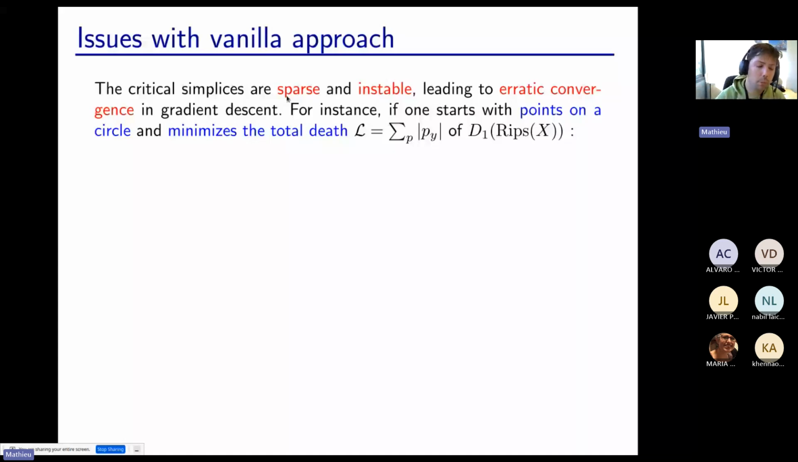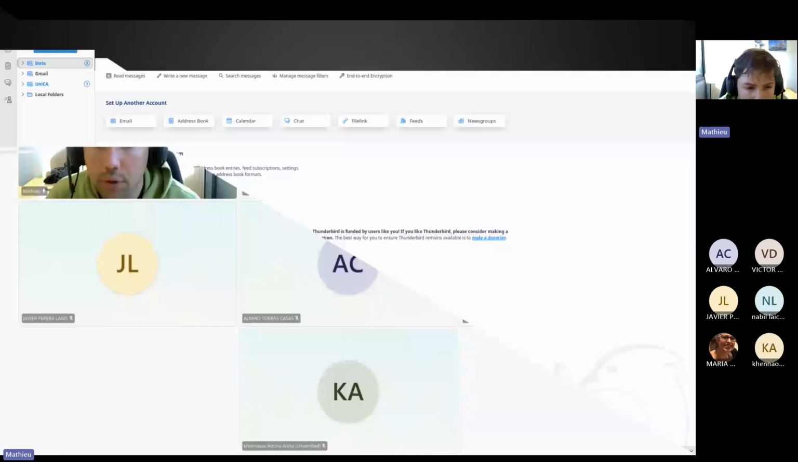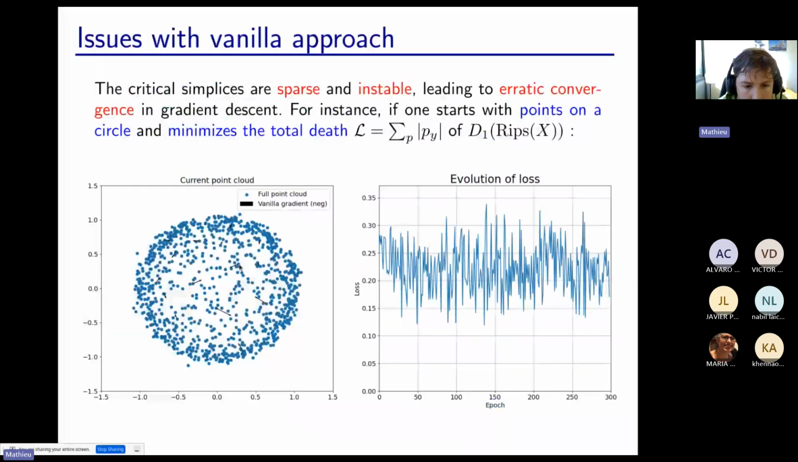So this is what we mean by sparse. If you use vanilla, you update only a few points at every iteration. And it is also unstable, which in turn means that the gradient descent oscillates a lot, very erratic. This is because the location of the critical points is itself unstable. So if, let's say, I have my point cloud, and I optimize it.